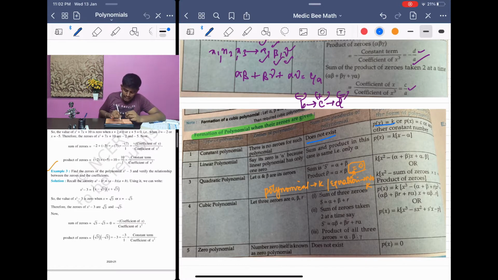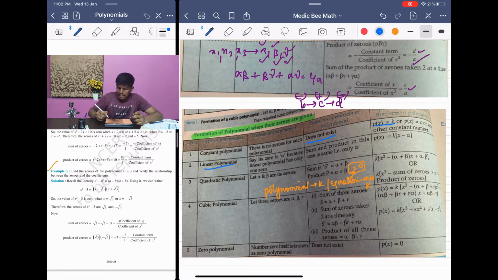The second type is a linear polynomial. For example, take the zero of the polynomial to be a. A linear polynomial has only one zero, and we call it alpha. As for the sum and product of the zeros, since it has only one zero, how will you add one zero? It will be the number itself. So the sum and product of the zeros is alpha itself.